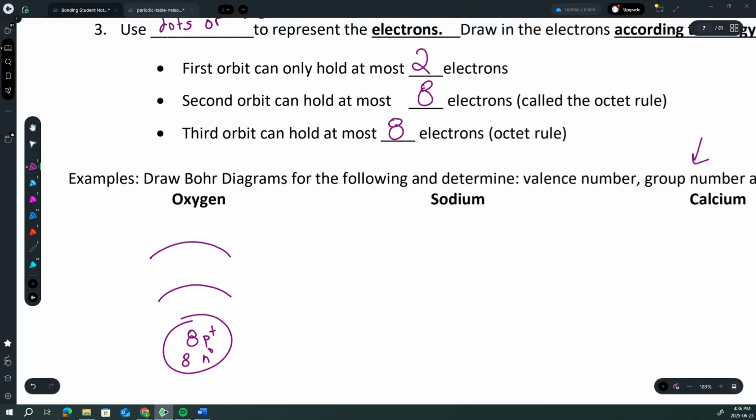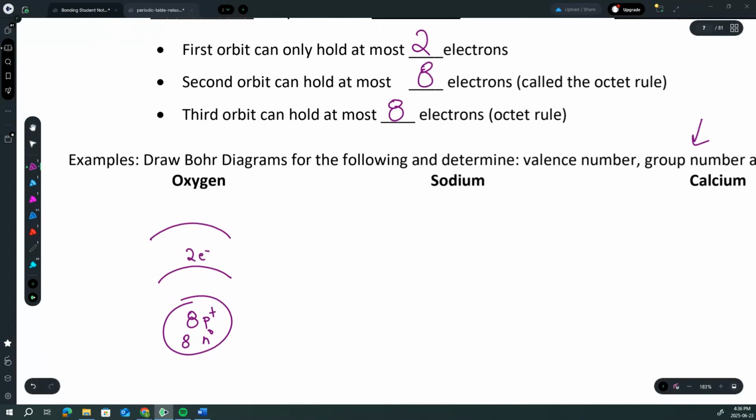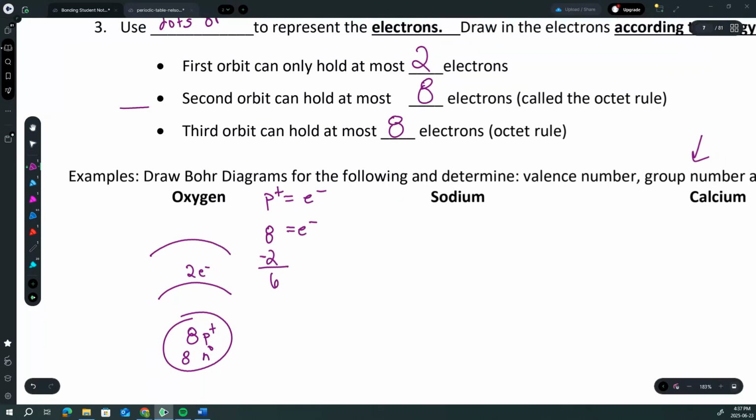So remember, the first orbit can only hold a maximum of 2 electrons. Now, how many electrons is this last shell, or this last orbit, going to hold? Well, if we think about this, the amount of protons is equal to the amount of electrons. So we have 8 electrons. I just used up 2 electrons for the first orbit, so I'm going to subtract 2. That leaves me with 6. Now the second orbit can hold at most 8 electrons, so great, all 6 of those electrons can fit in that second orbit.